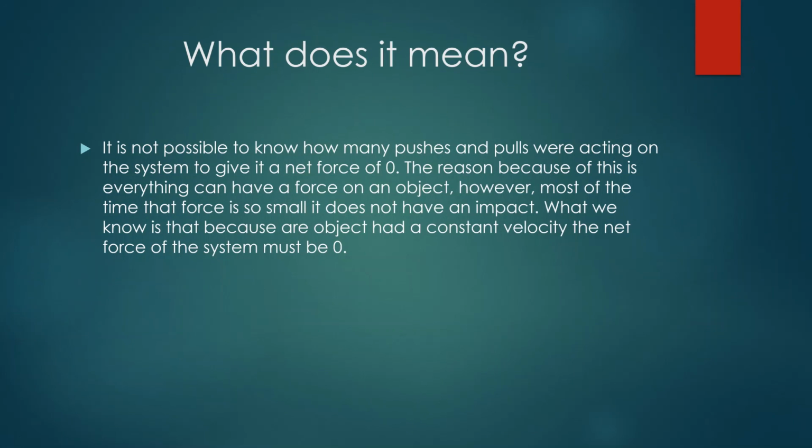What does it mean? It is not possible to know how many pushes and pulls were acting on the system to give a net force of 0. The reason for this is that most things are actually applying a force to the object. However, most of them are too small and are canceled out, which means they have no impact. What we do know is that our object had a constant velocity, which means the net force of the system must be 0.